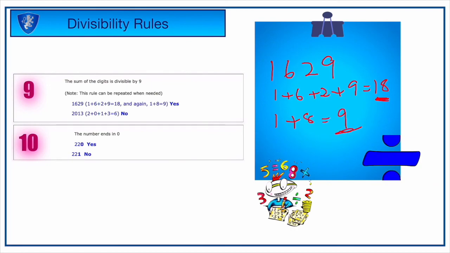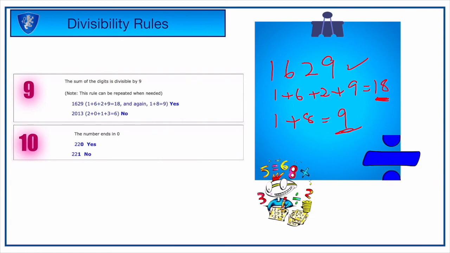So the whole idea is that with these very big and long numbers, you can apply this rule once, twice, 3, 4 times, as many times as you like, and it can be repeated till you get a number which you're familiar with and which you understand.